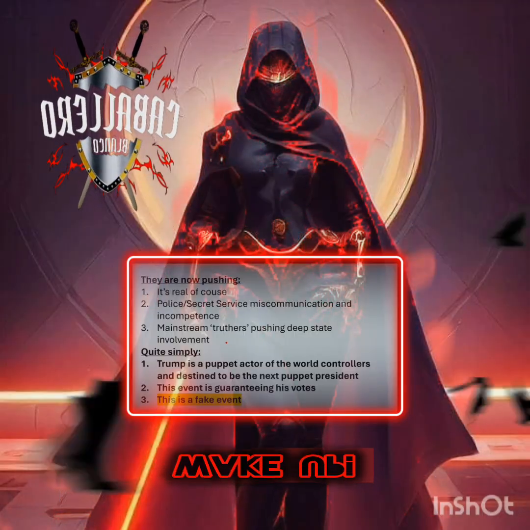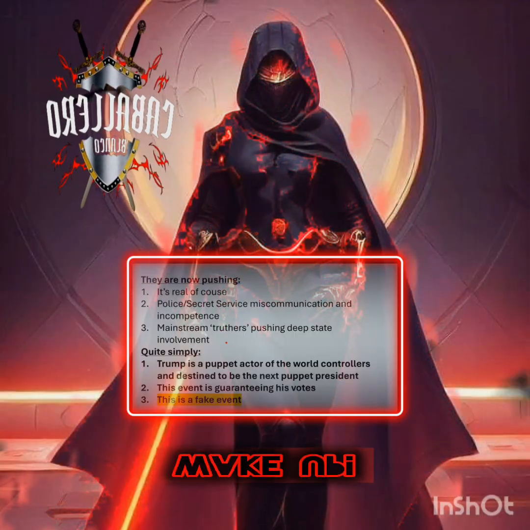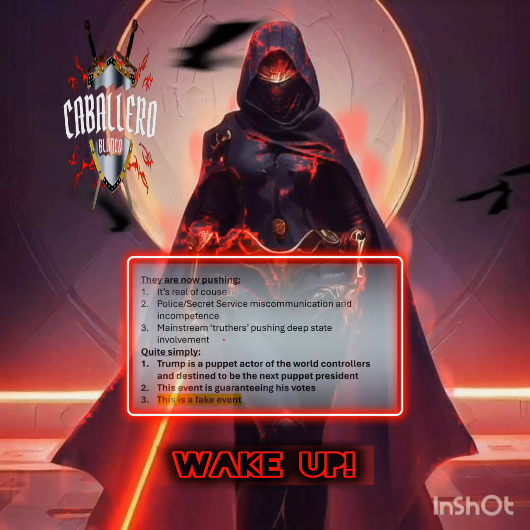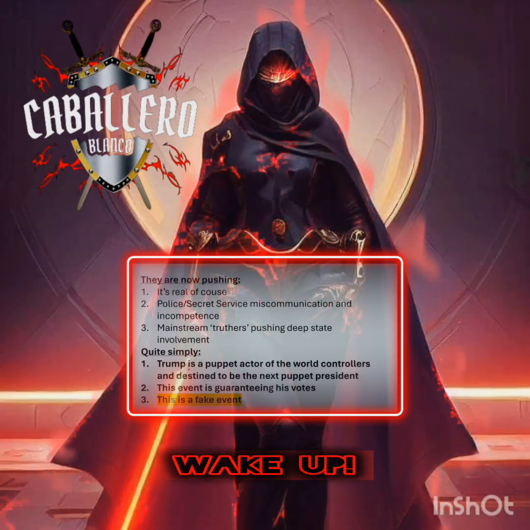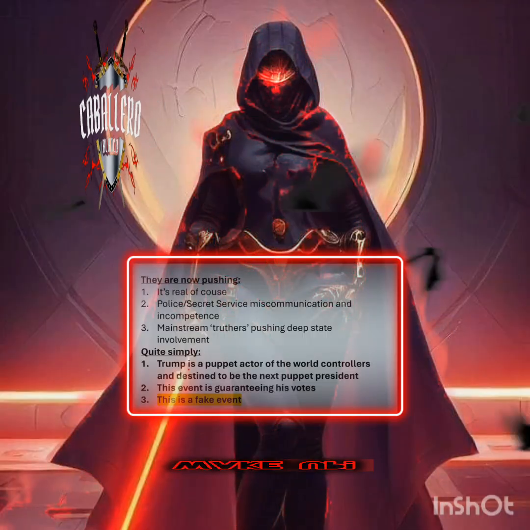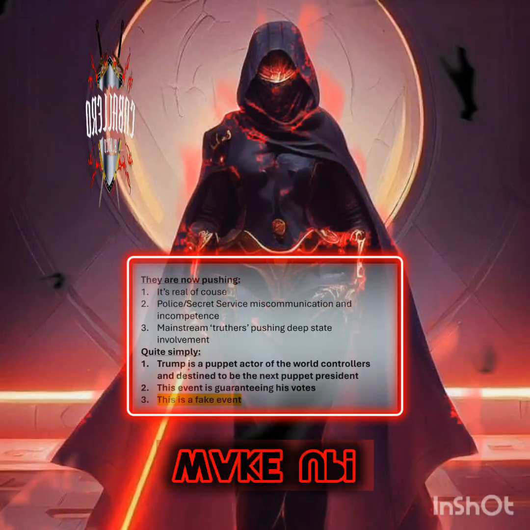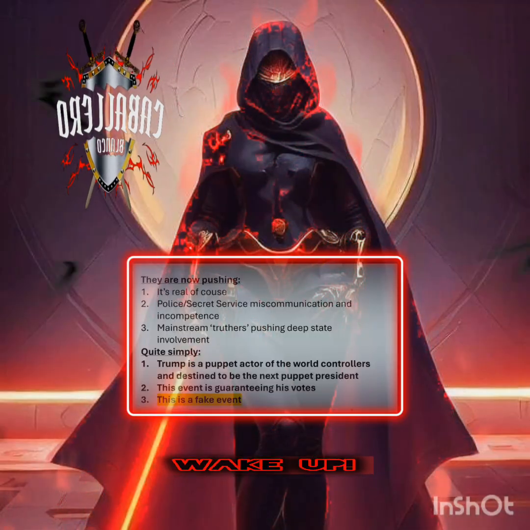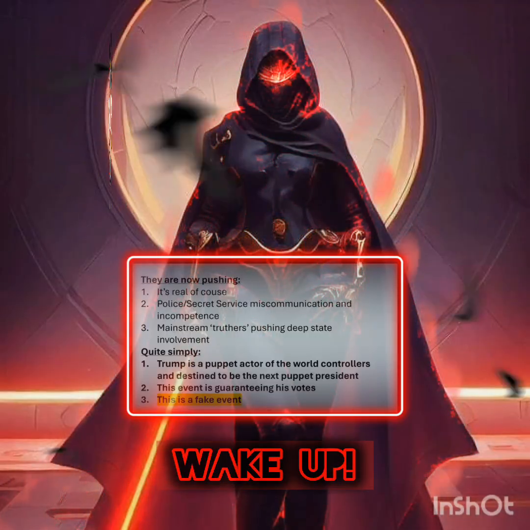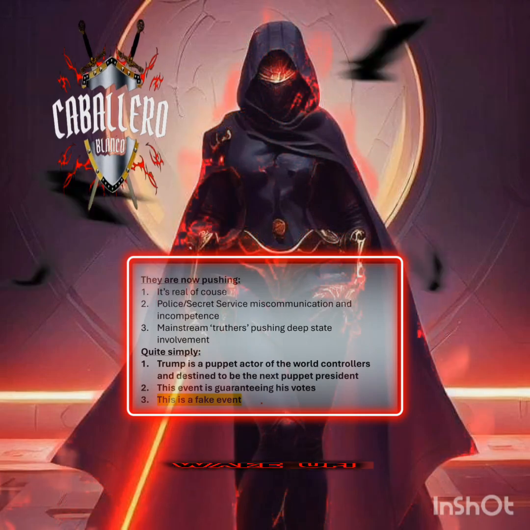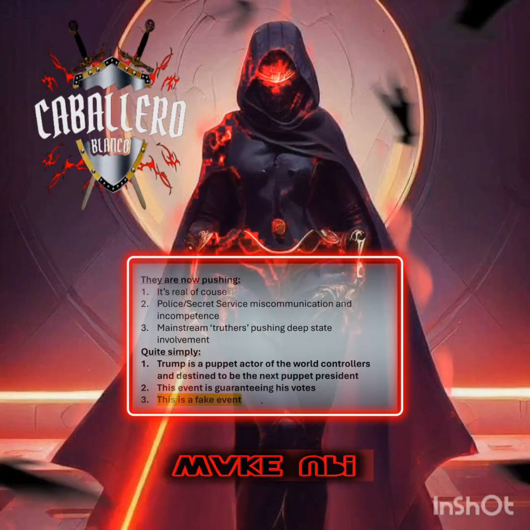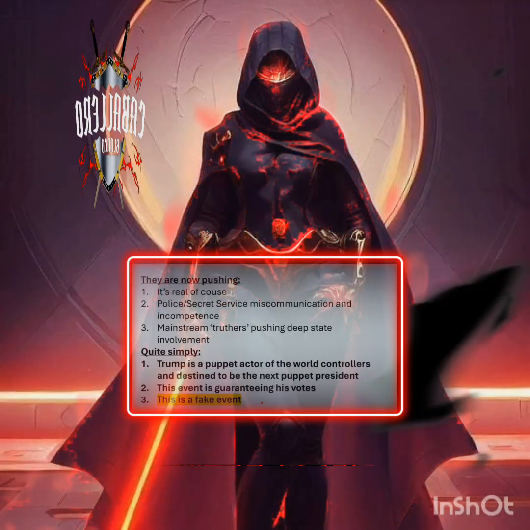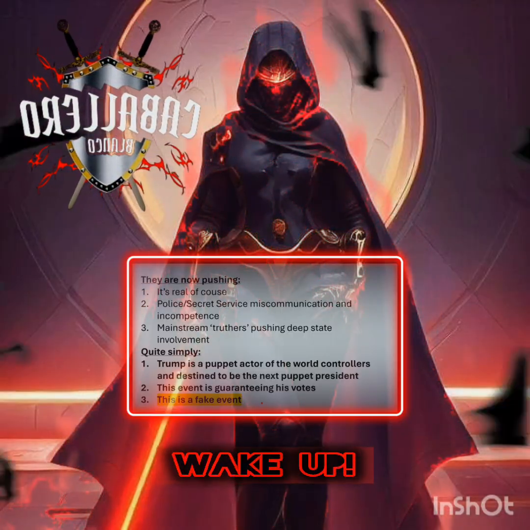Well, if it was going to be deep state, I'm sure they would have found somebody with a much better sight and a much better gun and a much better ability to shoot. Quite simply, Trump is a puppet actor of the world controllers, the world elite, and destined to be the next puppet president. This event is guaranteeing his votes, and most certainly this is a fake event. So that's my conclusion, and I think the code spells out all the truth of that.